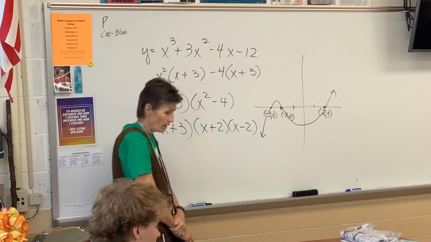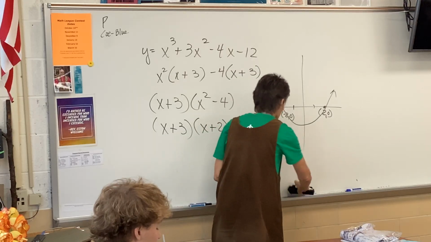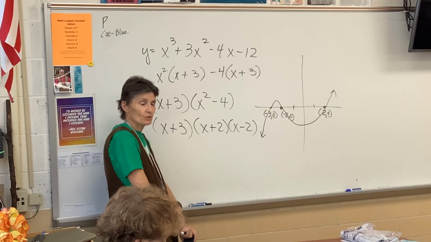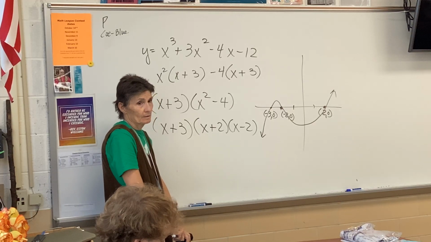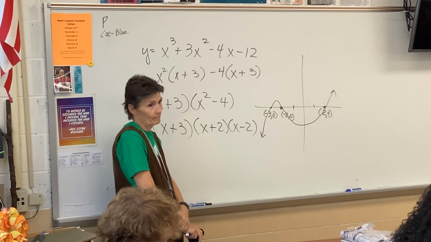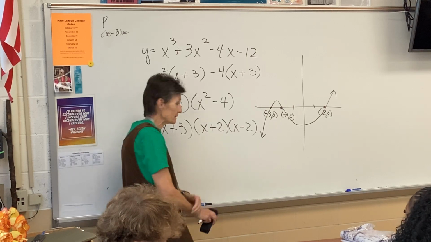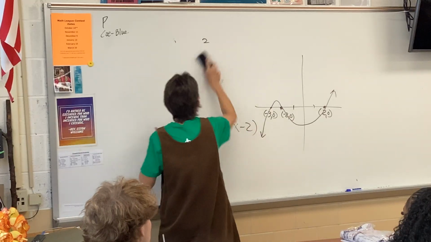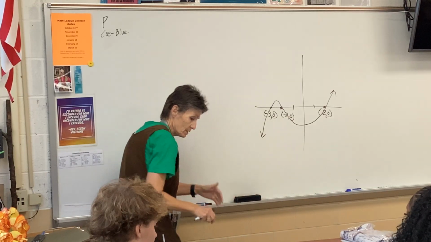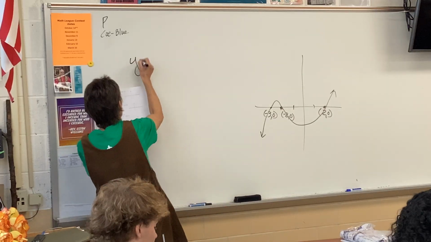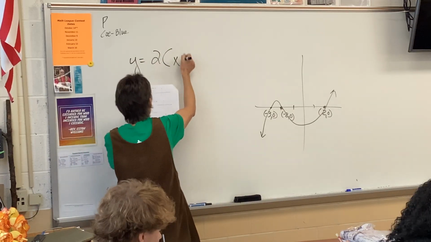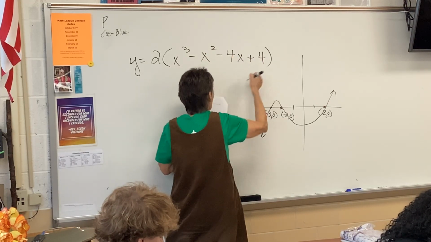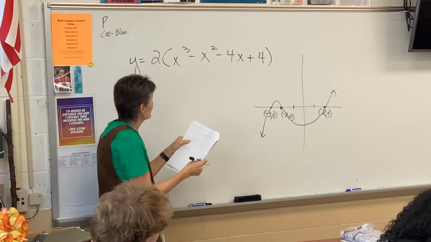All right, the next one is exactly the same, except there's this 2 in there. What do you think we're gonna do with that 2? Take it out. Now, we can't just get rid of it totally, but we're going to factor it out. So we're gonna have 2 times x cubed minus x squared minus 4x plus 4. Take a look at that. Make sure that makes sense to you. You see what I did?